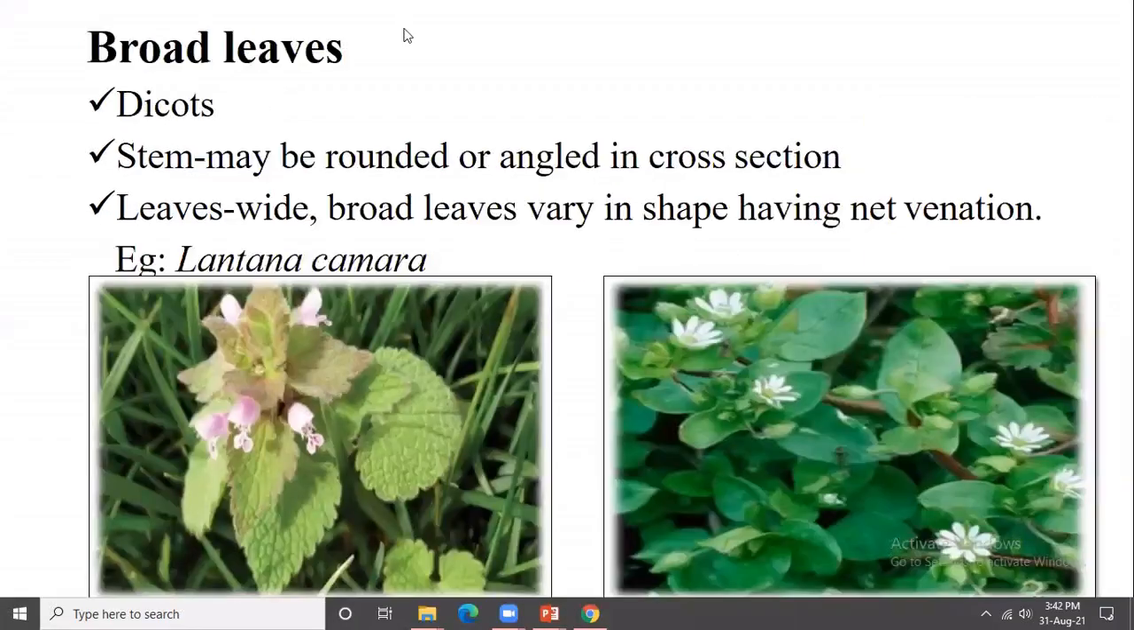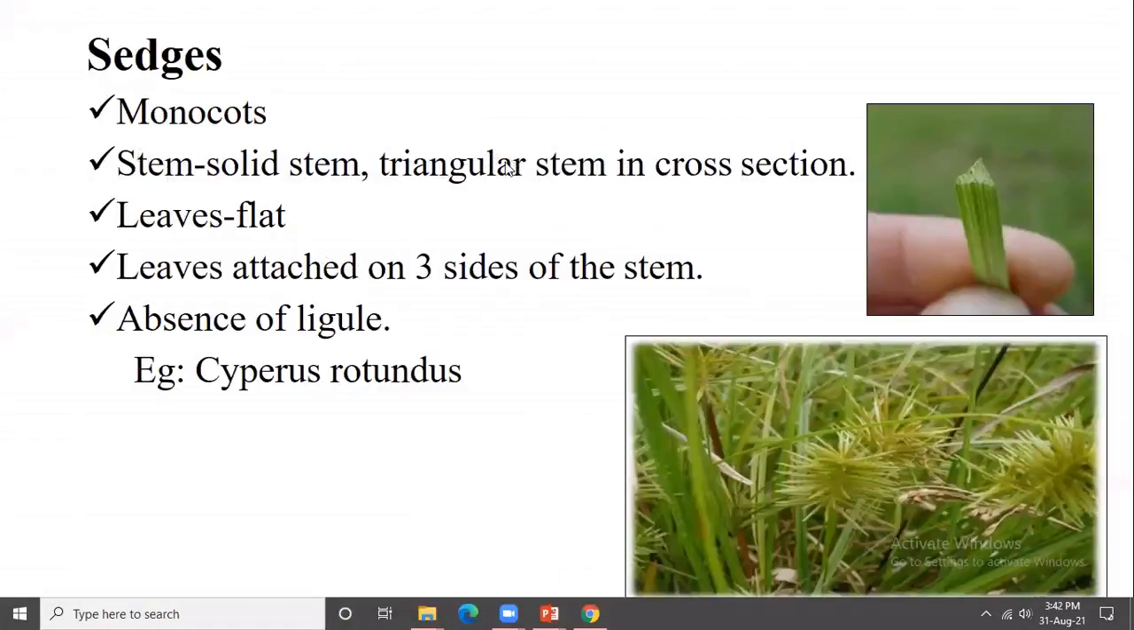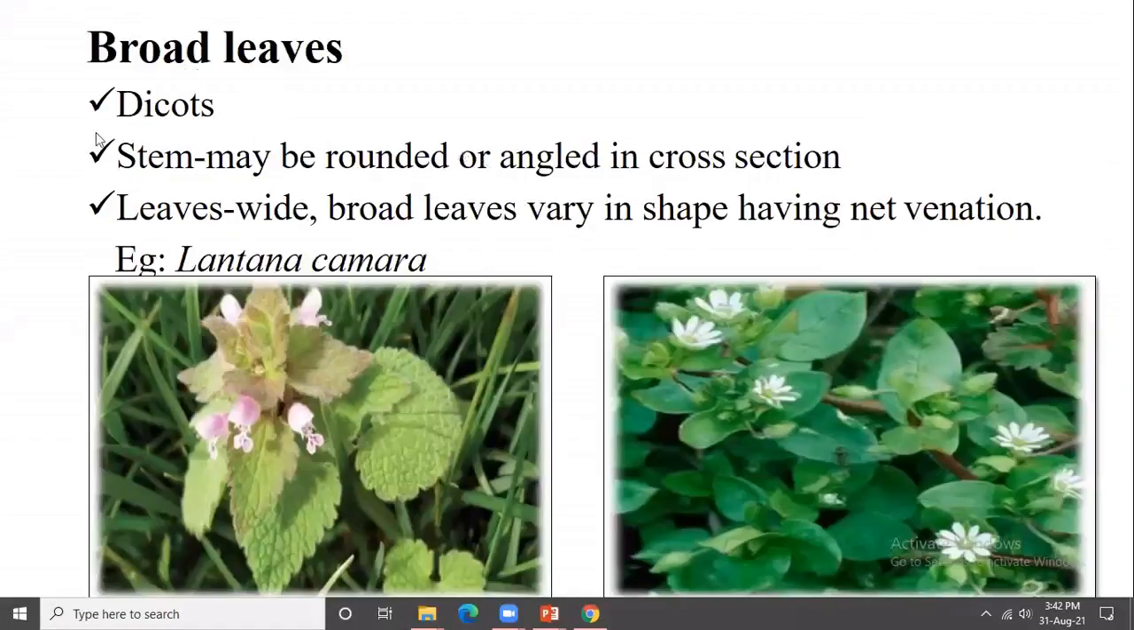Okay, then we will move to the broad leaves. Until now, grasses and sedges are monocots. Now we will see the broad leaf. These are dicot plants. The stem may be rounded or angular in cross section. The leaf is wide. Monocots have parallel leaves, this one is a monocot parallel leaf. This one is a broad leaf and varies in shape, having net venation. It has a net-shaped structure inside the leaf. This is called net venation. Okay, an example is Ixora or Kamare.